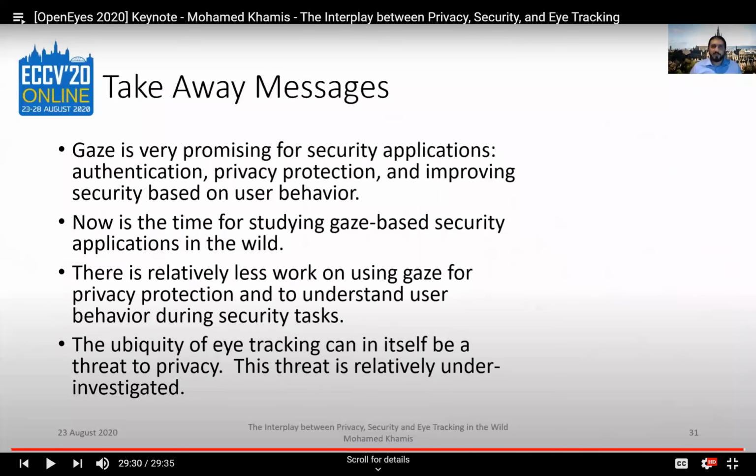Before that, I have one question for Mohammed. Maybe I missed it from your talk, but did you ever think about using smooth pursuit as a password instead of tapping on the keyboard?